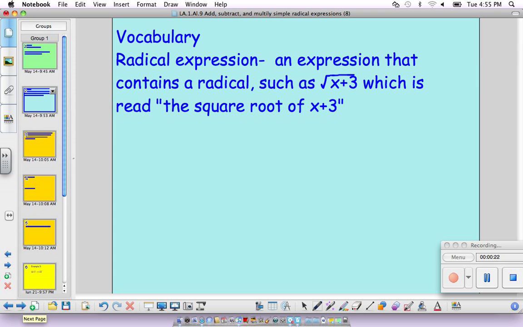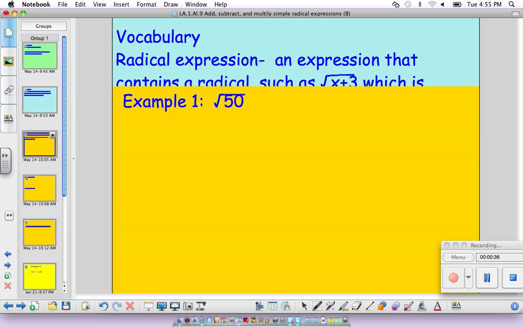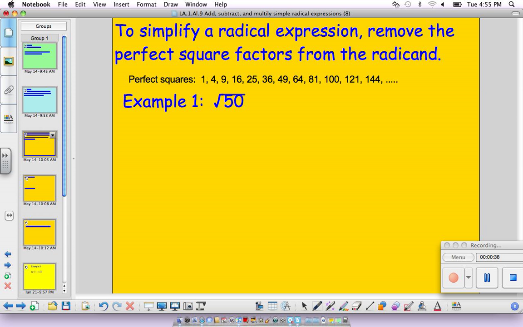A radical expression is an expression that contains a radical, such as the square root of x plus 3, which is read the square root of x plus 3. To simplify a radical expression, we remove the perfect square factors from the radicand. Perfect squares are 1, 4, 9, 16, 25, 36, 49, 64, 81, 100, 121, 144, and so on.